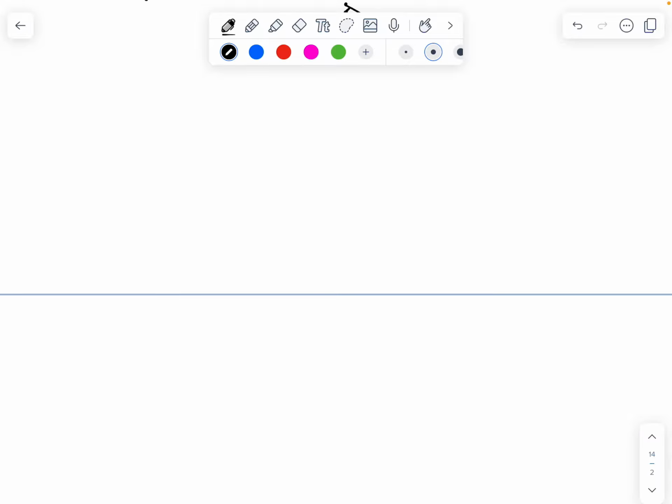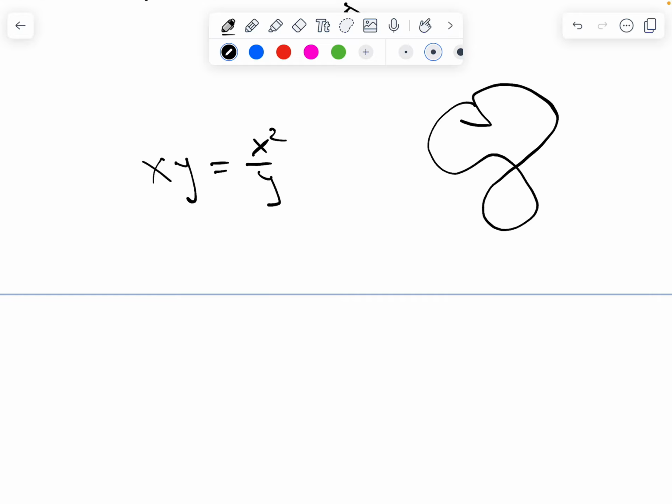Now there is a way to do that. For example, you could have something like xy equals x squared over y, and this would make something like that. But you couldn't write it as y equals x something. This would be not a function.